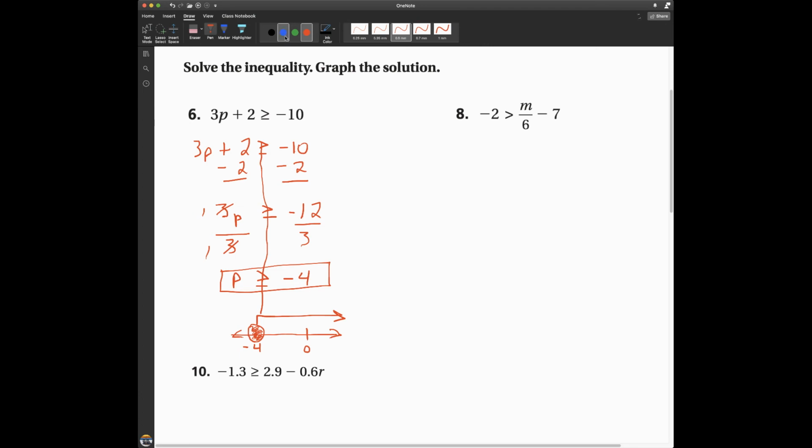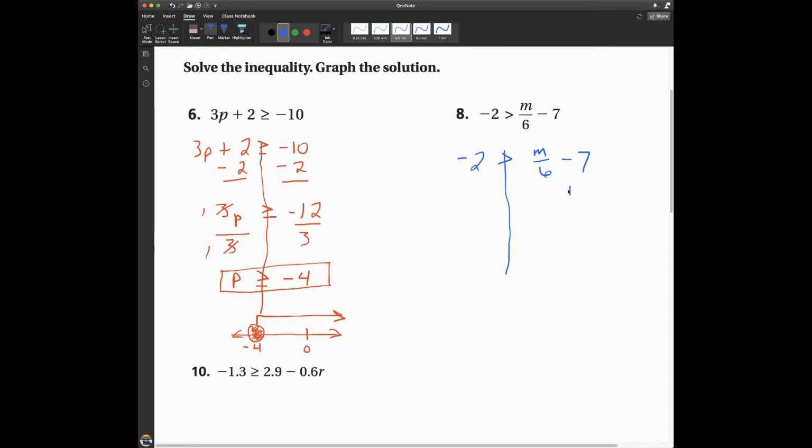Let's look at number 8. Let me write this down. Negative 2 is greater than m divided by 6. Whoops. I was going to put plus 7, and I want to put m divided by 6 minus 7. All right. So let's get started on this one.